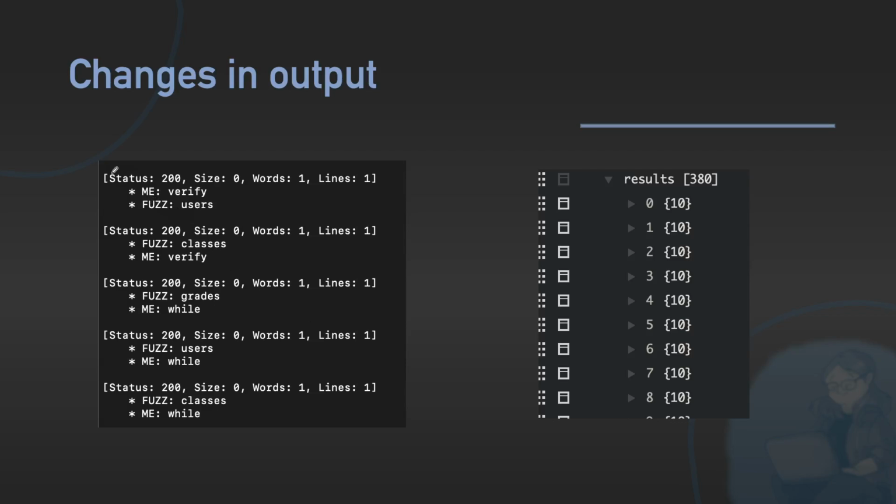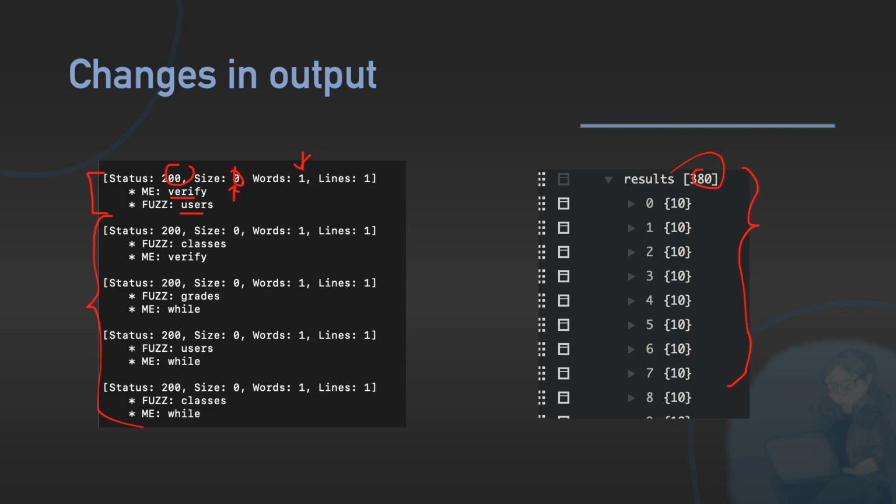Well, we can see here that where me is verify and users is fuzz, we've got a 200, but a size of 0, so it's probably not a legitimate one. And this is kind of what it looks like when it runs, and then we can see the results here. We've got 380 results. Now, that size is 0 and that words is 1.